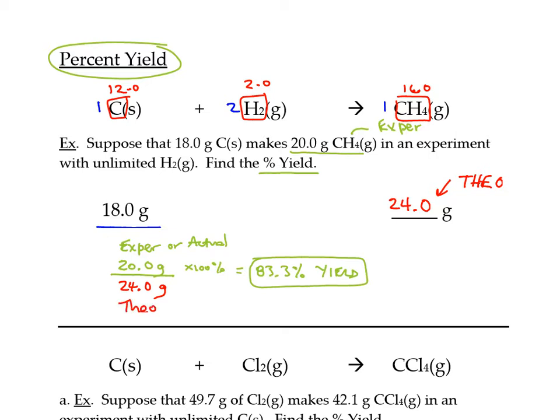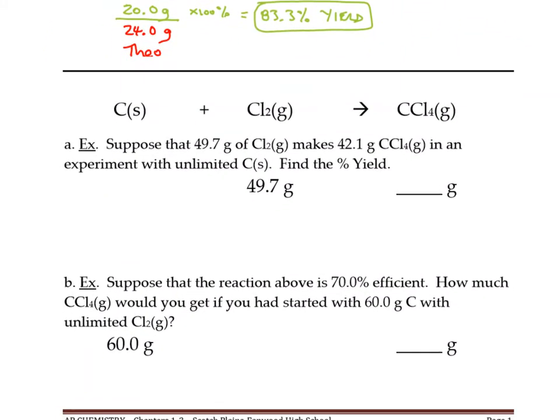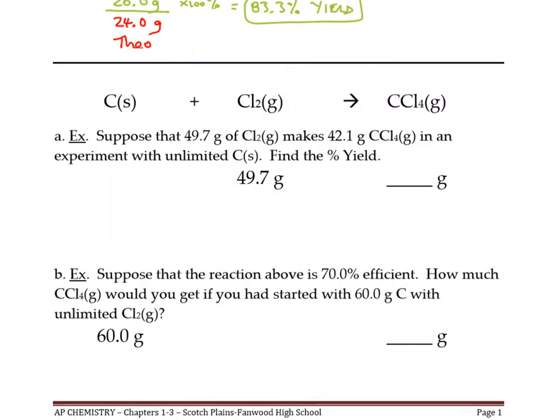Okay, so let's move on to the next problem. Suppose that you have 49.7 grams of Cl2 and it makes 42.1 grams of CCl4. So first step, balance. 1, 2, 1. And if you want, you could pause the video and try this on your own and then check your answers. I'll explain it now. So you have to do grams, so it's going to be big bridge again. So that's going to be 154. When you do your big bridge, 49.7 divided by 2 divided by 71 times 154 times 1, you're going to get 53.9. So that's what you are supposed to make.